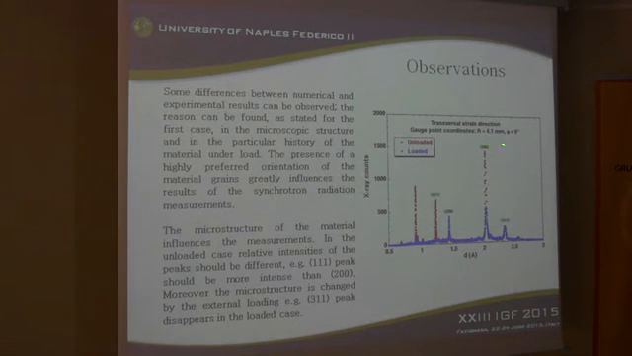This figure shows the experimental measurement for the unloaded and loaded specimen. For the unloaded specimen, the peak 111 should be more intense than the peak of 200, but it is not. And when the load is applied, the peak 311 disappears. So this figure shows the influence of the microstructure.